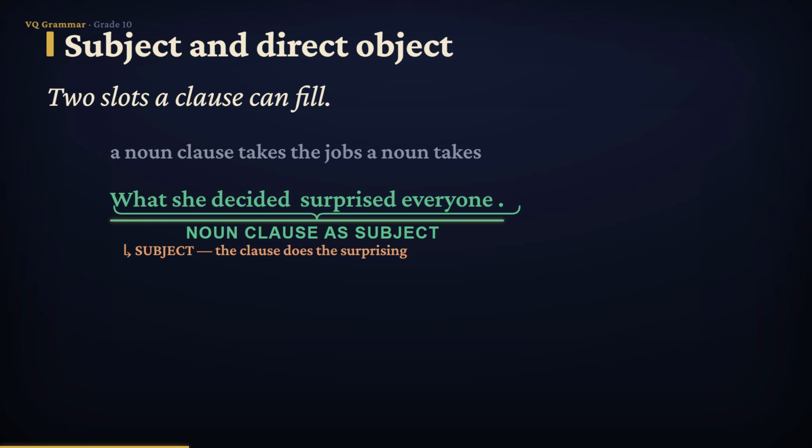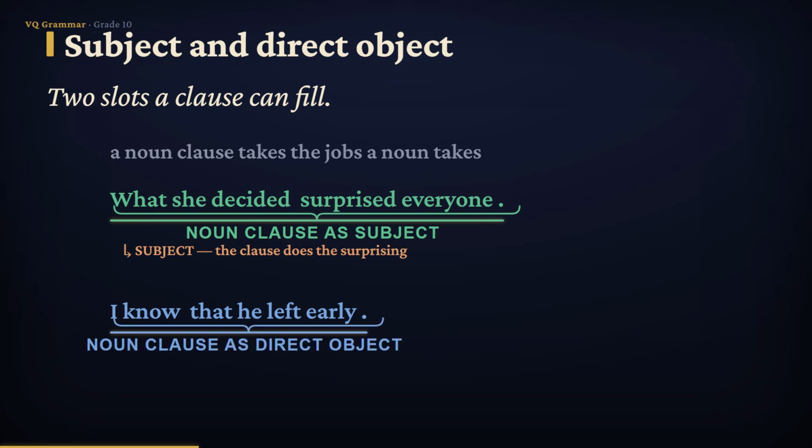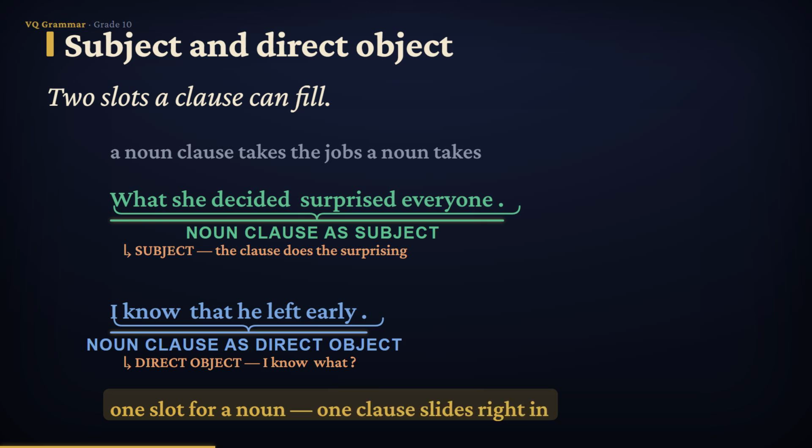Job 2, the direct object. I know that he left early. I know what? The answer is that he left early. The whole clause is catching the action of the verb know, so it is the direct object. And look how easily it slides in. Wherever there is one slot for a noun, one clause slides right in.